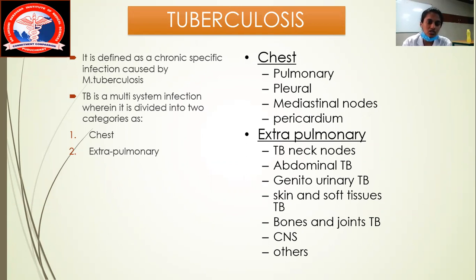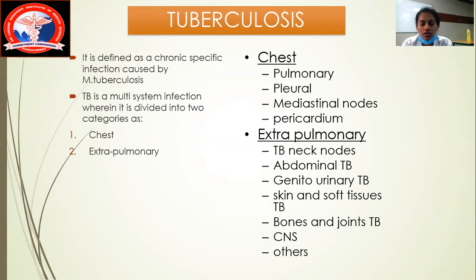Chest tuberculosis always consists of pulmonary, pleural, mediastinal nodes and pericardium. So this is called chest tuberculosis. What do you mean by extrapulmonary tuberculosis? Recently, the classification of extrapulmonary tuberculosis has gone beyond the limit. For example, the most common extrapulmonary manifestation we can see is TB neck nodes. It can also be called tuberculosis lymphadenitis.